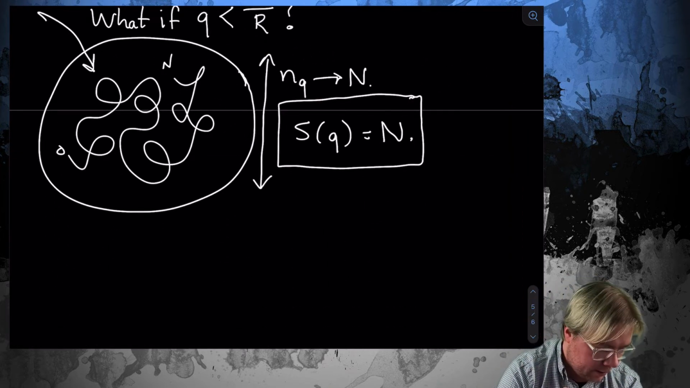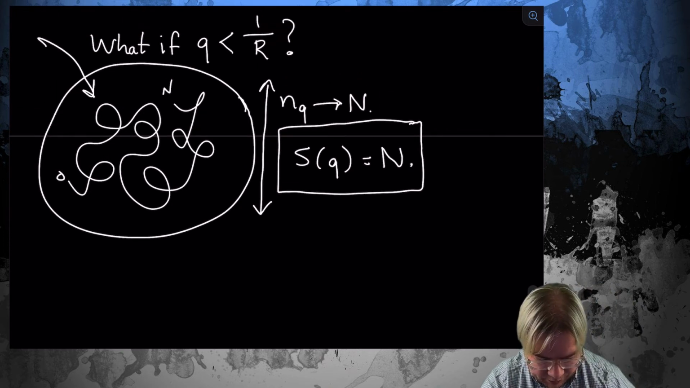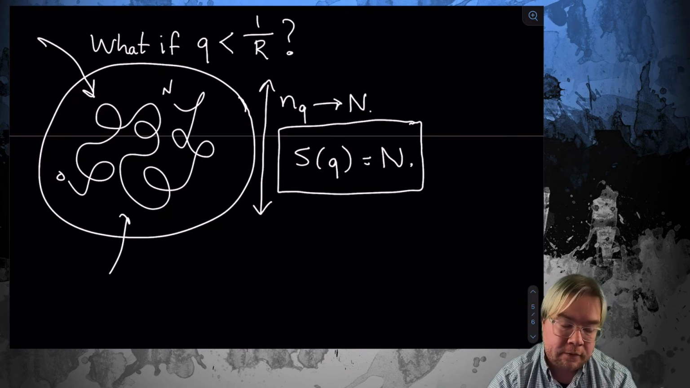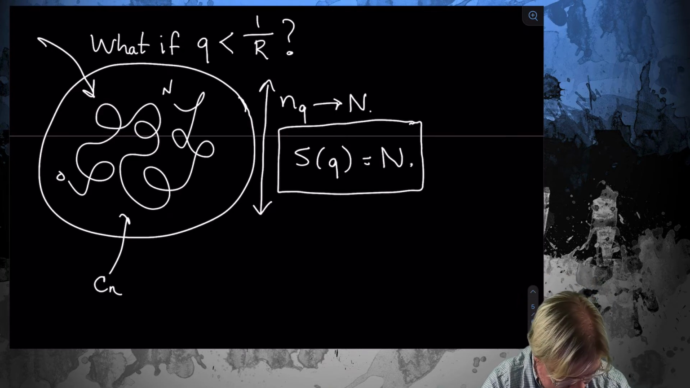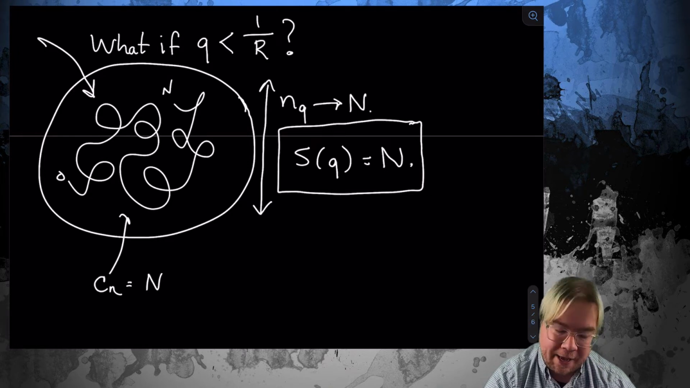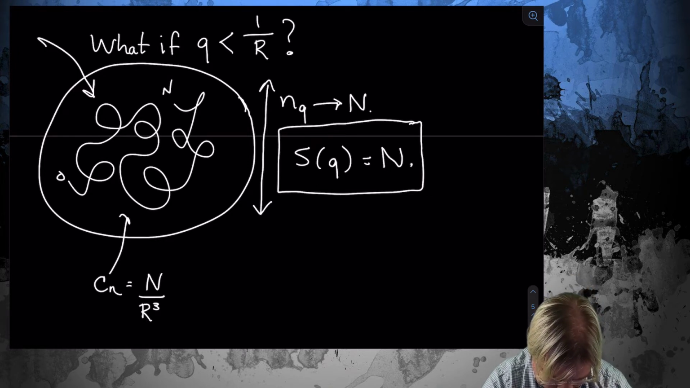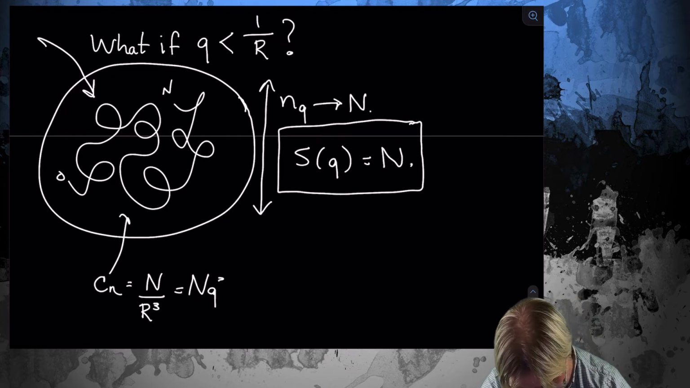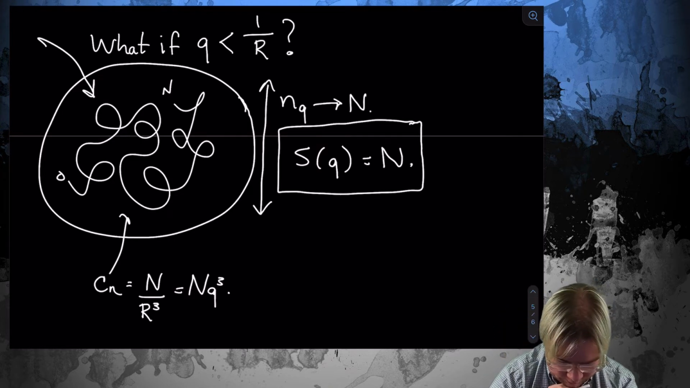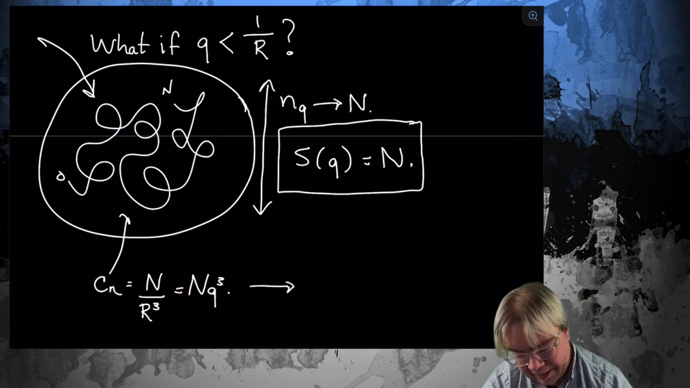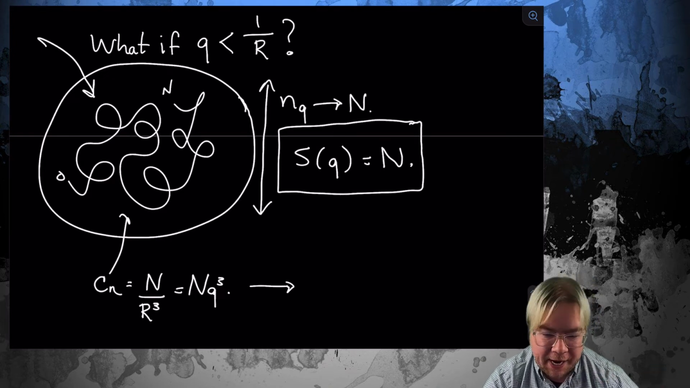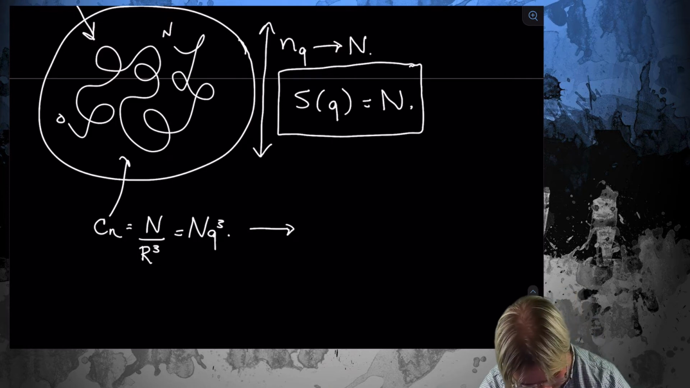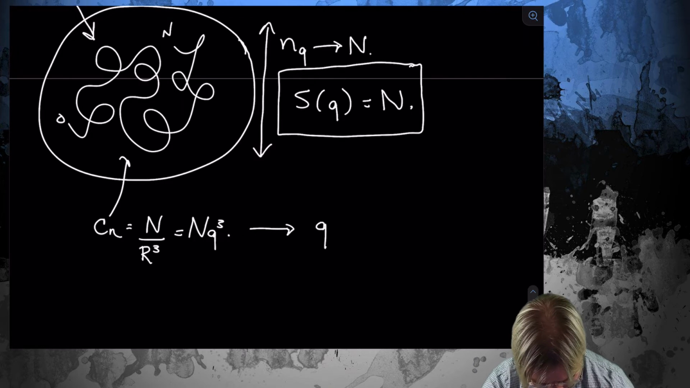I could do this another way. If I have this size of a polymer chain and I have N monomers inside, I could talk about the concentration of monomers that I have. So the concentration of monomers, we've done this already, is the number of monomers divided by R cubed, which is the same thing as N times Q cubed. So if I want, I can also define this region instead of in terms of size, in terms of concentration. So in this case, when Q is, let's see.